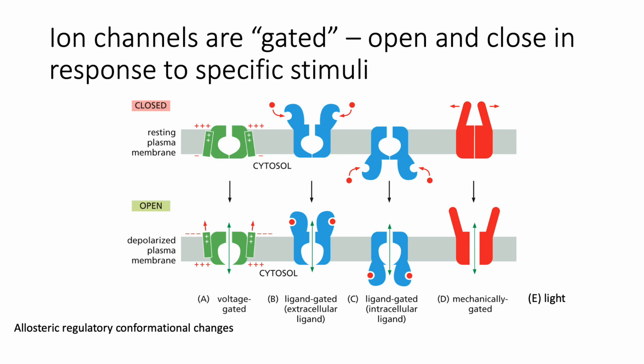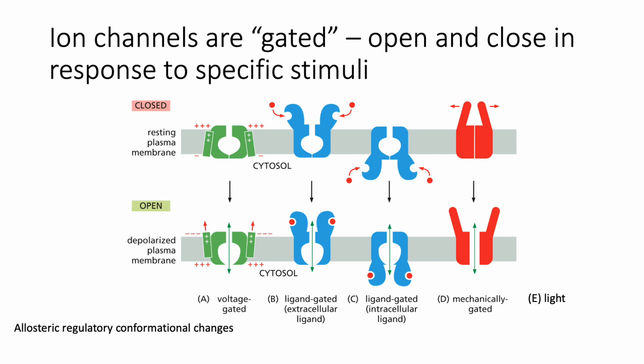There's also light-gated channels, and we see these in certain forms of bacteria, as well as some other single-cell organisms like Chlamydomonas that actually also undergo photosynthesis, and the light is also involved in opening and closing particular ion-gated channels.